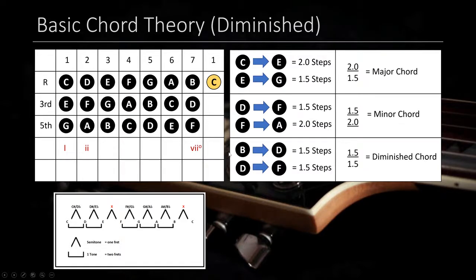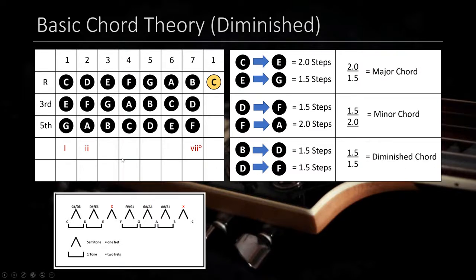Now there is an anomaly in here where we start looking at position 7. So B to D to F. B to D, B, C, D. B to C is a half step, C to D is a whole step, so 1.5 steps. And then D to F is again 1.5 steps. So we end up with 1.5 over 1.5, which is known as a diminished chord.